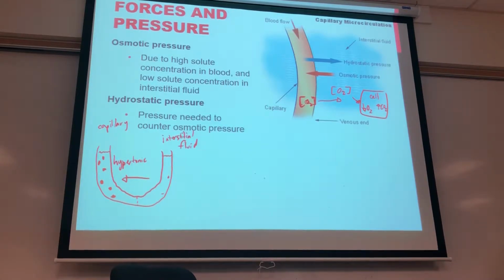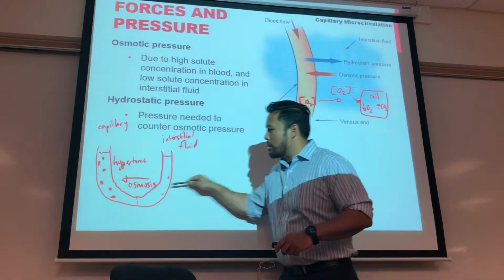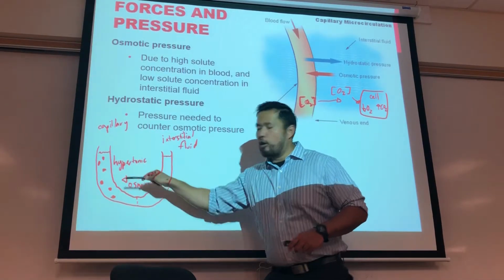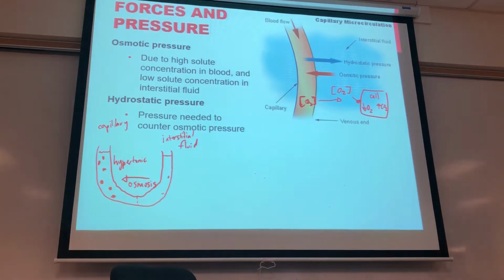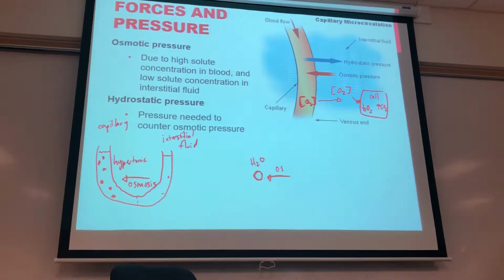What is the movement of water? Osmosis, thank you. So that is the osmotic pressure. The osmotic pressure is the pressure moving that water molecule over to the left. So I'm going to draw a single water molecule over here. And osmotic pressure is what's driving that pressure over to the left.